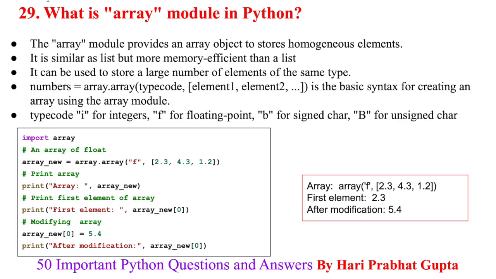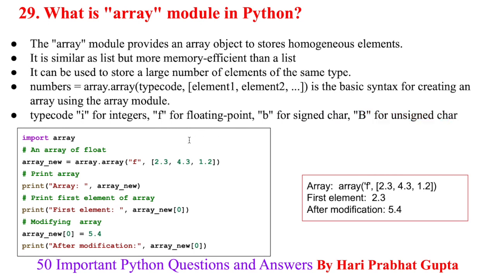What is the array module in Python programming? The array module in Python provides an array object to store homogeneous elements, similar to a list but more memory efficient. It can be used to store a large number of elements of the same type. The basic syntax for creating an array using the array module is array.array(typecode, [element1, 2, 3, and so on]). Here the type code represents the type of the elements stored in the array. For example, i represents integer, f represents float, b represents signed character, and capital B represents unsigned character.